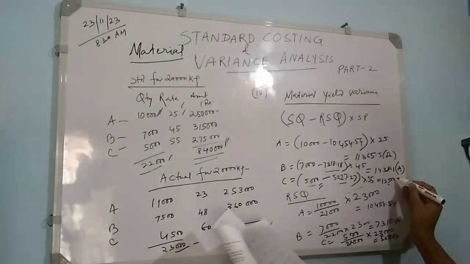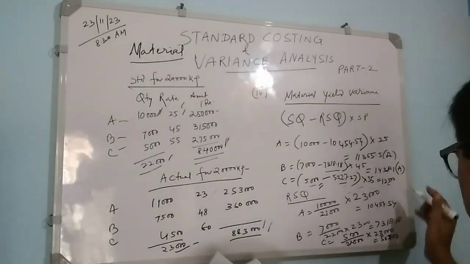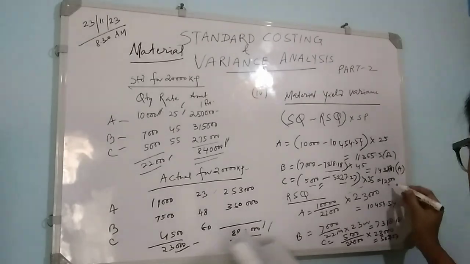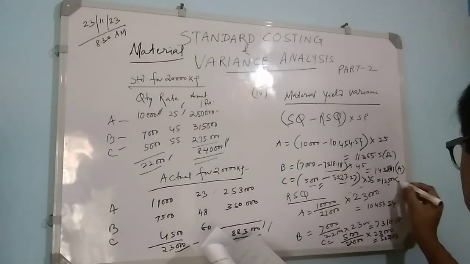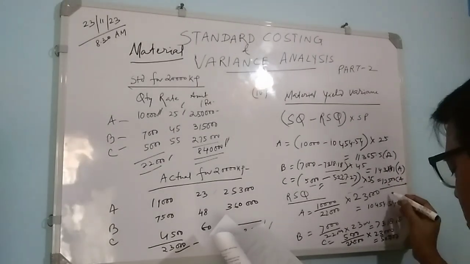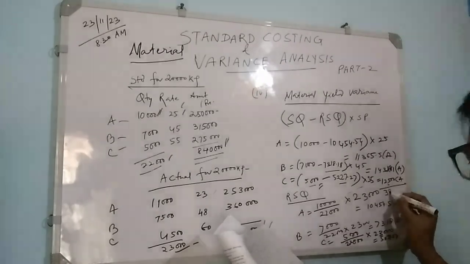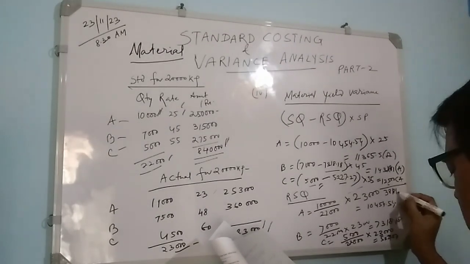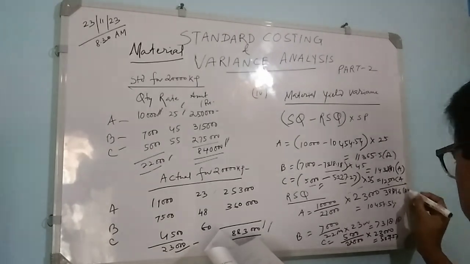This will also be 14,318, 12,500. This will be adverse. So all these three figures are adverse. So the total, 38,181.6, will be adverse.